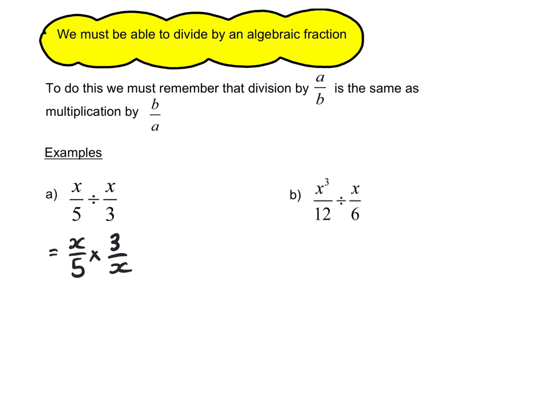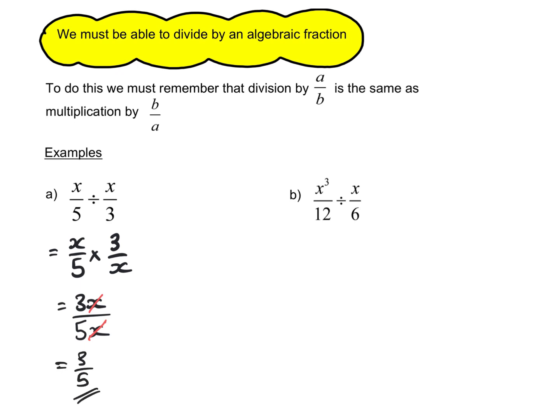And what I've then done is turn this division problem into a multiplication problem, which we know how to do. It's just top times top and bottom times bottom. So x times 3 is 3x, and then we have 5 times x, which is 5x. And in this case, remember, we need to always check if we can simplify these questions. 3 over 5 won't simplify, but the two x's would cancel each other out in this case. So the fraction would be left as just 3 over 5.